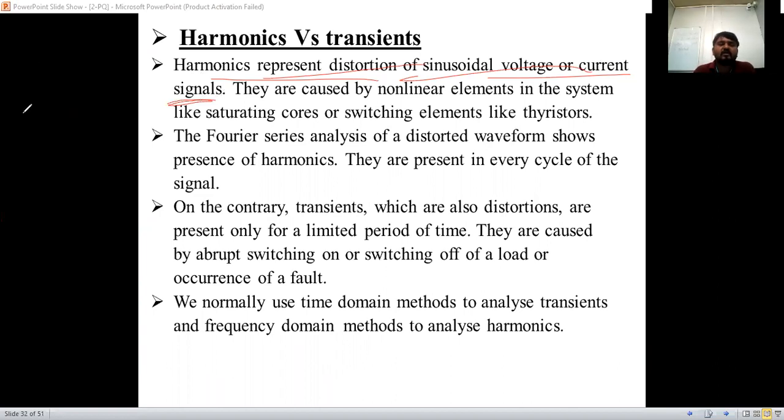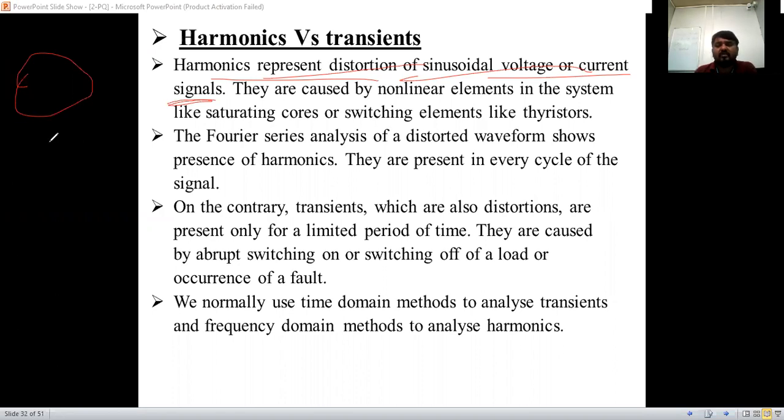Because of using non-linear loads. What are the non-linear loads? That is, some electronic devices, converters, UPS, SMPS, battery supply. These are all the non-linear loads we are going to call. Okay, non-linear loads, what do we mean?